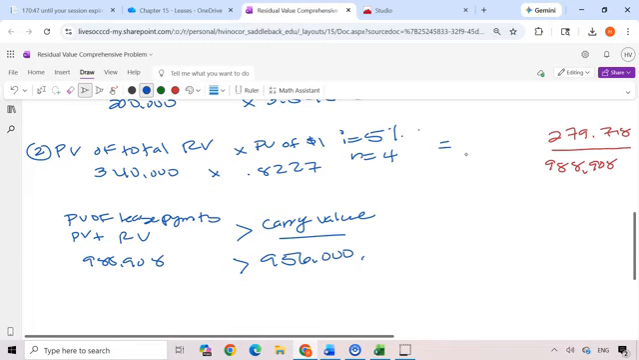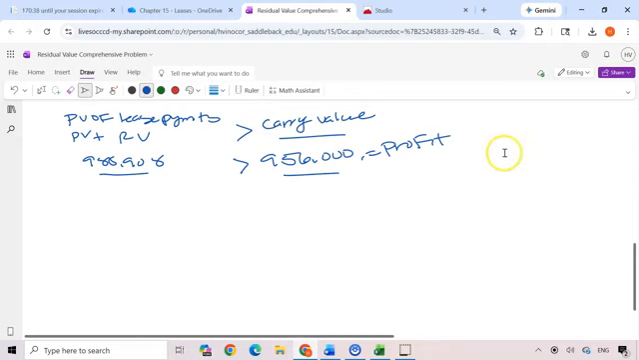So that amount is going to be a profit. The fair value is greater than the carrying value, which means you're going to make a profit. Just as if you were to sell this asset that cost $956,000 for $988,000, you would calculate a profit for that as well. So just keep that in mind.